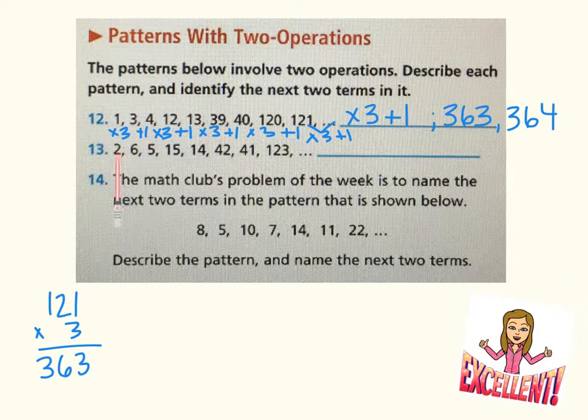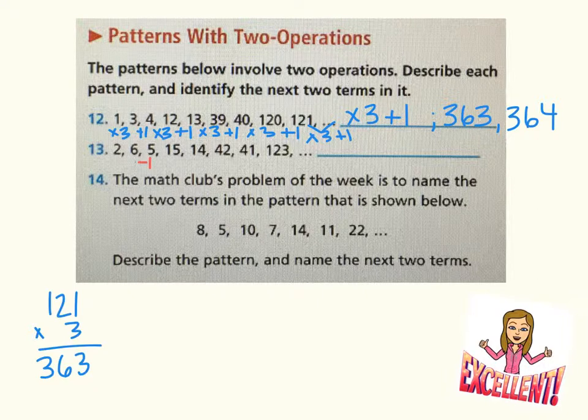So now we'll do the same work, but on the next pattern. So how did they get 2 to become 6? So one way to do that is to add 4. Let's just try that first. So plus 4. And then 6 to become 5 would be minus 1. Okay, so then my next step would be to add 4 again, but 5 to become 15 definitely doesn't work.